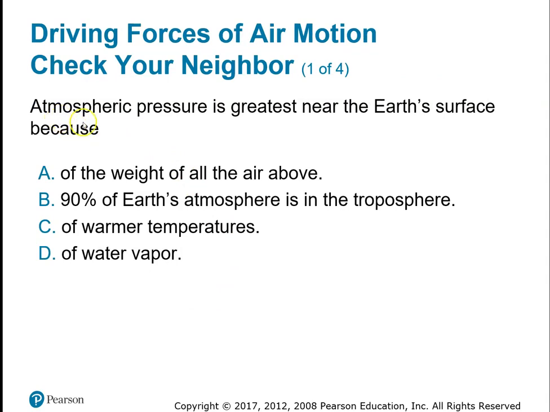All right. So the atmospheric pressure is greatest near the Earth's surface. Why is that? Because of the weight of all the air above. That sounds like the right answer to me. Let's continue. 90% of the Earth's atmosphere is in the troposphere. That's true. Atmospheric pressure is greatest near the surface, but that's not exactly the answer for B. B is kind of true, but that's not really the reason.